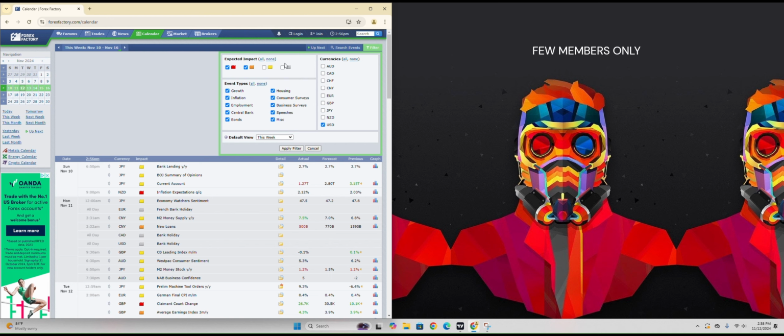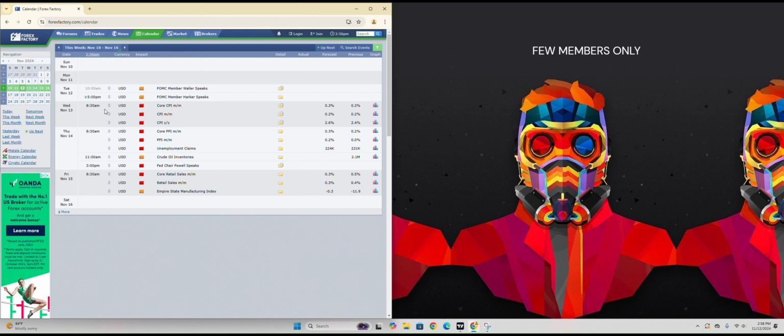So I took off the no impacts and I took off the low impacts, which would not make any impact to the charts. So now it looks something like this. The red folders are high impact and the orange binders are medium impact. So this is what I'm focused on.